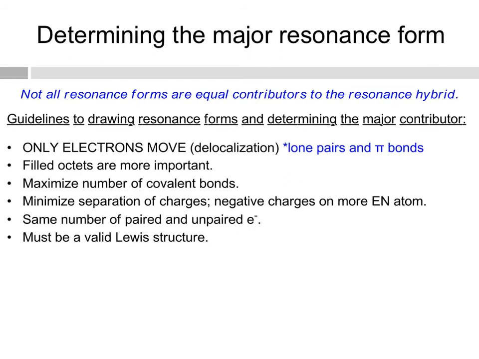When you're drawing resonance forms, remember that only electrons are moving. You are delocalizing lone pairs and pi bonds. All your resonance forms must be valid Lewis structures. They must have the same number of paired and unpaired electrons. When you're determining the major contributor towards the resonance hybrid, remember that filled octets are more important. You want to try and maximize the number of covalent bonds, and you want to minimize the separation of charge. In general, you want to put the negative charge on the more electronegative atom.